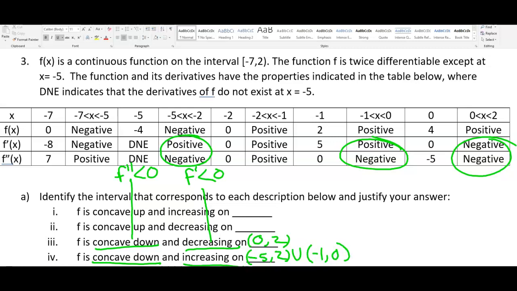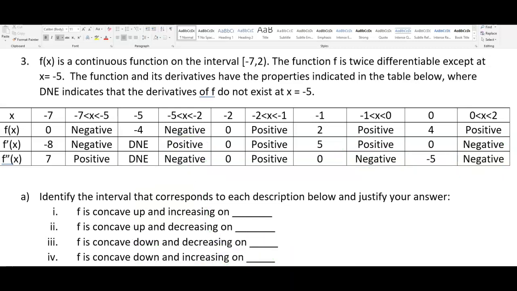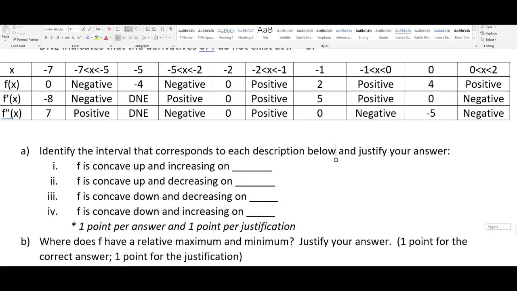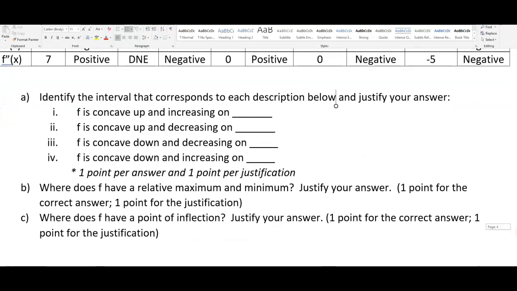Okay, so that's one thing I'll ask you guys to be doing there. Let's go ahead and continue searching questions here. And you guys can see how the points are being distributed as well on here, in case you were curious. Where does f have a relative maximum and minimum? Justify your answers. Okay, so I'm going to show you guys how you should be justifying your answers here.